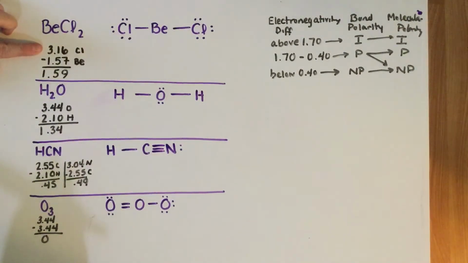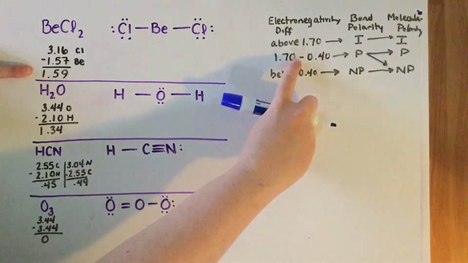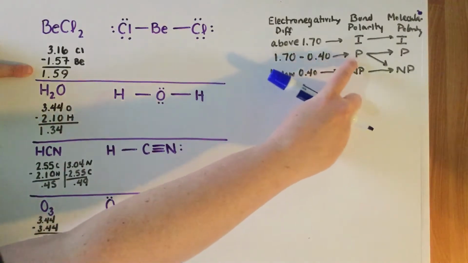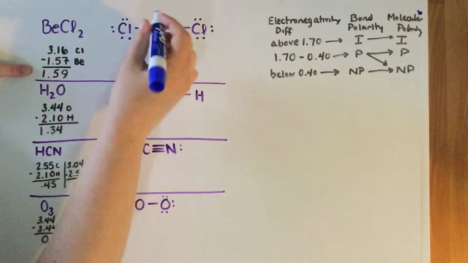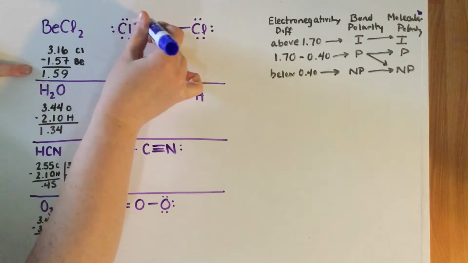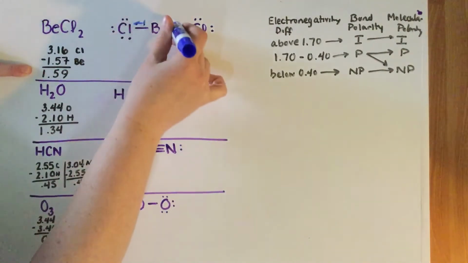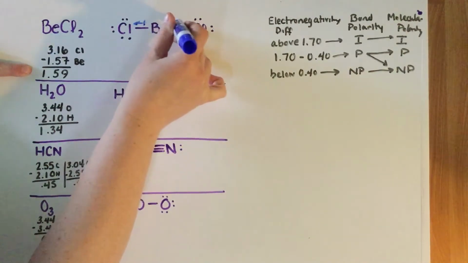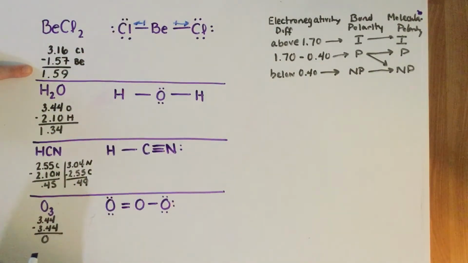So we have chlorine is 3.16, we have beryllium is 1.57. We don't multiply the chlorine by 2 because each bond only actually has one chlorine. So we just take 3.16 minus 1.57, that gives us 1.59. 1.59 falls within our range of a polar bond, and on the polar bond we draw our dipoles. The dipoles always point toward the higher electronegativity. So for this atom, that's the chlorine, and again over on this bond, also pointing toward the chlorine.